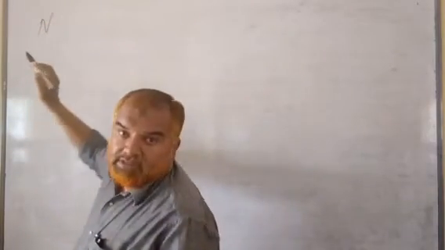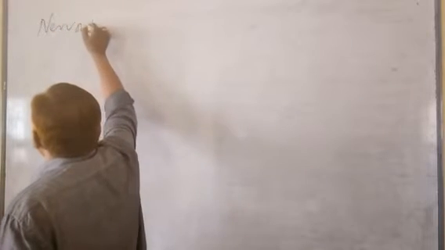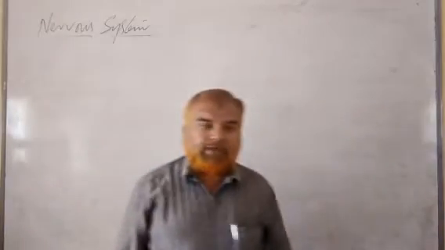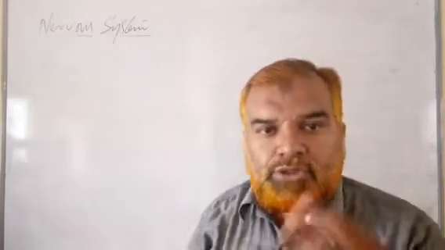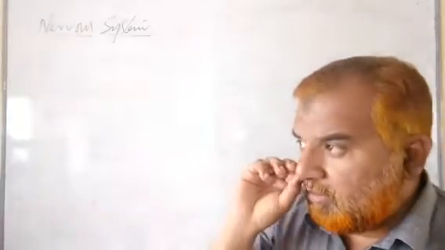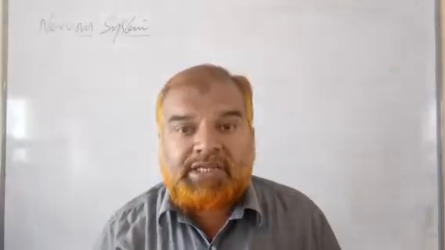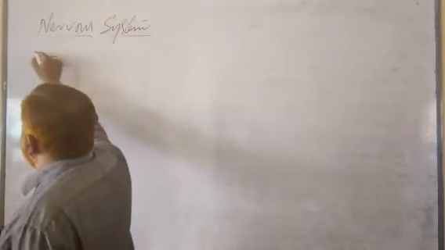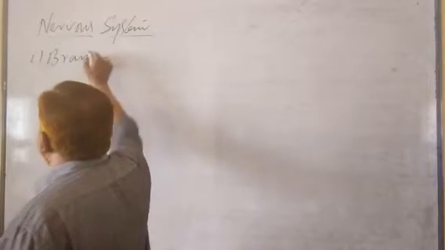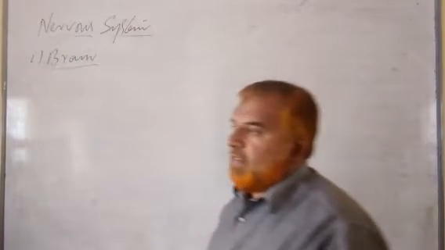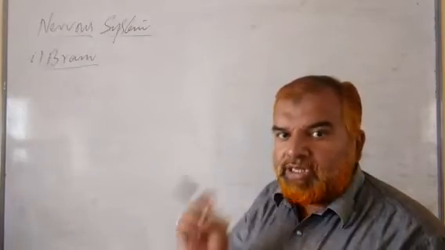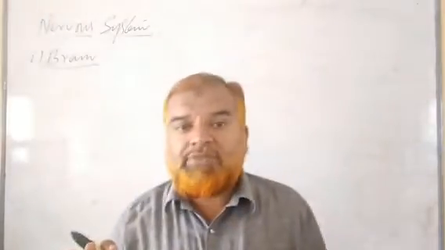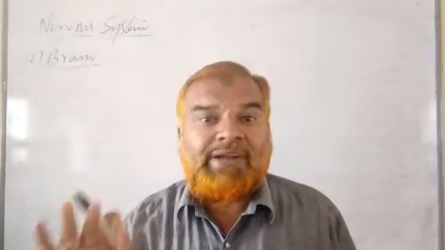Nervous system. The nervous system of the earthworm consists of two main parts: one is the brain, the other is the double ventral nerve cord. First is the brain. The prostomium, the first segment, has the mouth. Above that there is a small head. That head consists of the brain. The nervous system consists of the brain, and then it has a double ventral nerve cord.